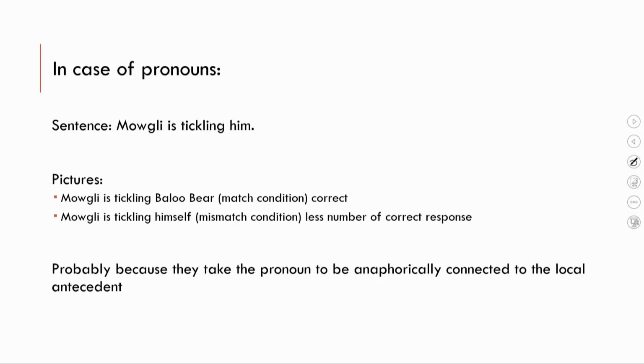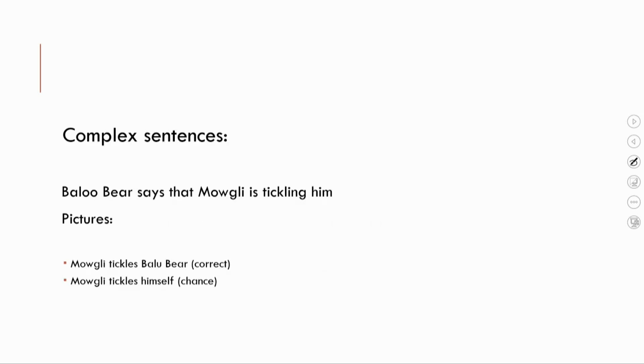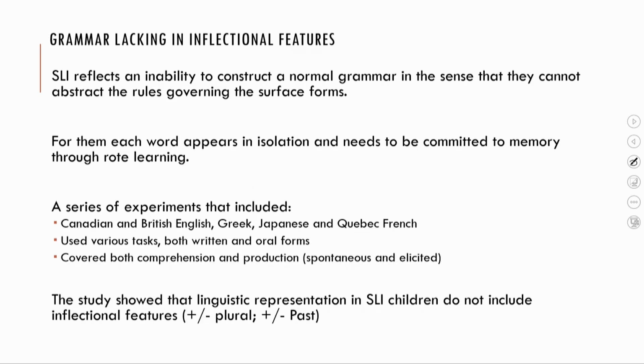So, the explanation that was given was probably because they take the pronoun to be anaphorically connected to the local antecedent. So, they had fewer correct responses in this case. Then a complex sentence, again using the same pronoun: Balu Bear says that Mowgli is tickling him. Pictures: Mowgli tickling Balu Bear, which is the correct one, and Mowgli tickles himself, which again they performed at chance level.